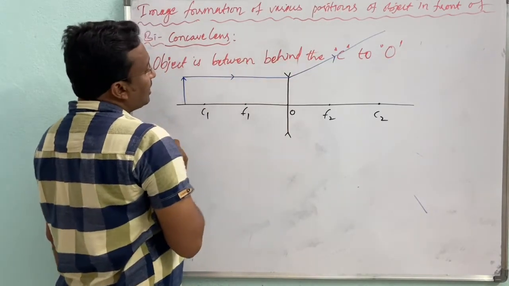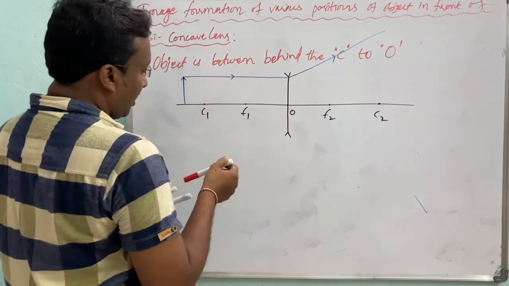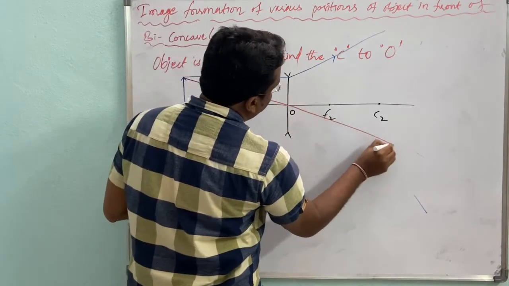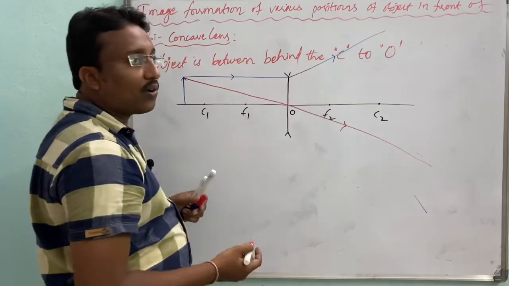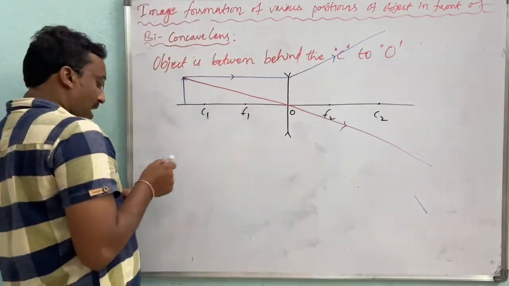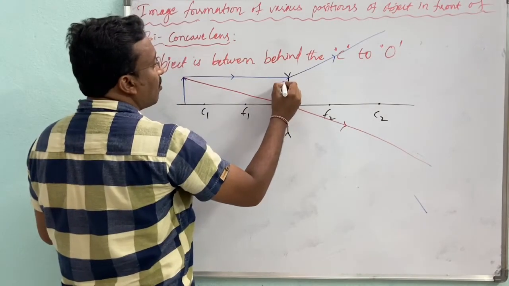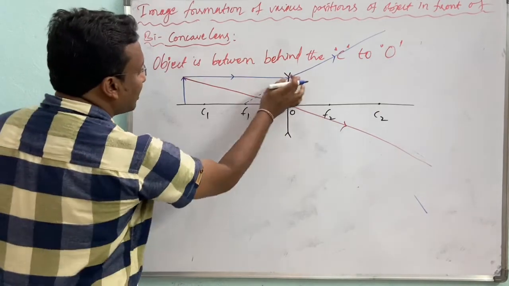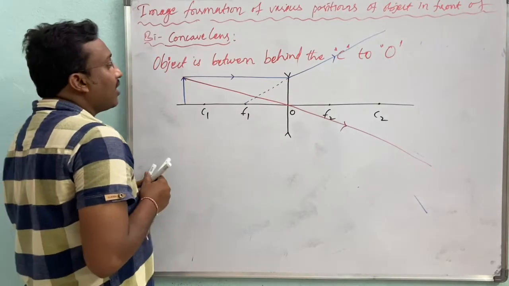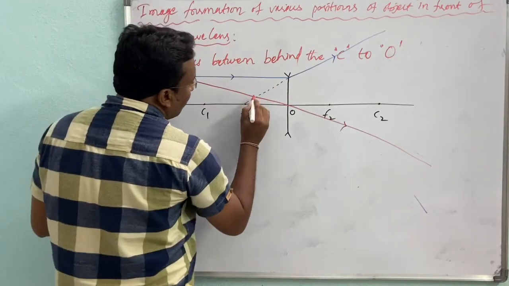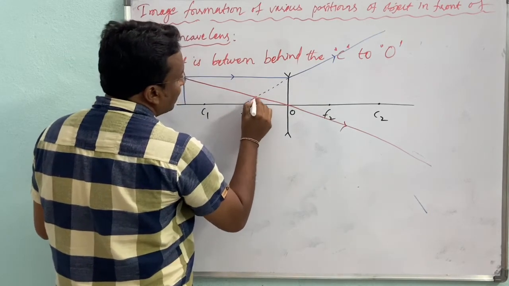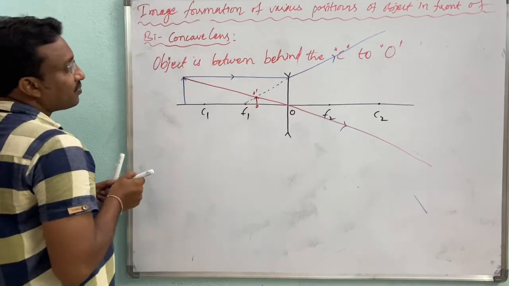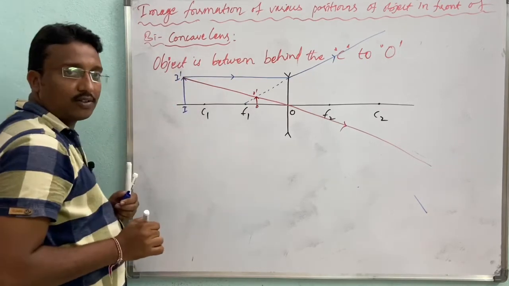Then for the next ray, if incident rays pass through the optic center, it moves straight, right? These two are divergent or not? In such case, what I have to do, I will extend backward, right? Here these two rays intersect at a point, there you can draw the image, right? This gives the image. Okay, for a given object, the image is located here.